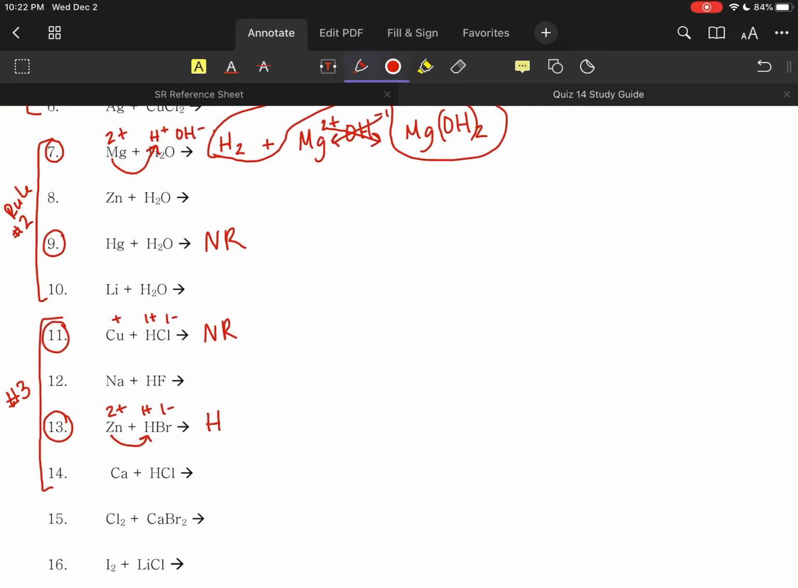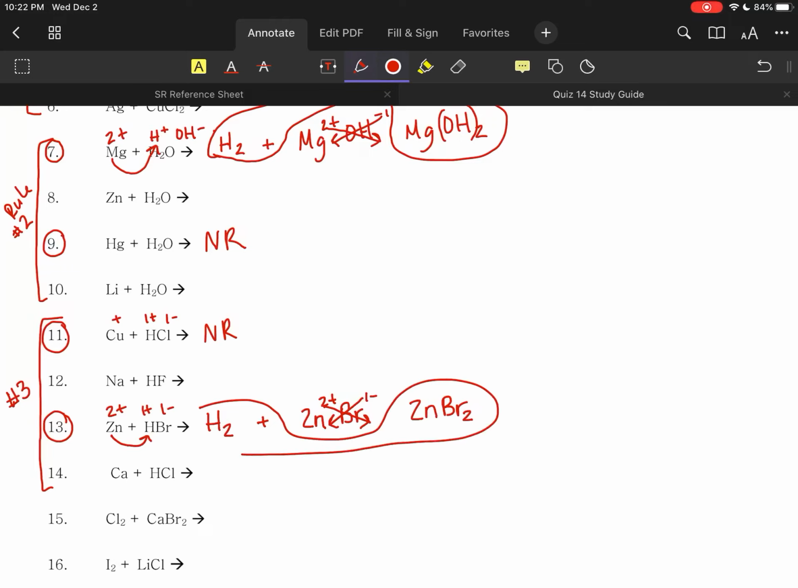Remember, when it kicks out the H, it is going to be by itself. Hydrogen is diatomic, so we write it as H2. Zinc is now going to be bonded with bromine. In order to write that formula, the 1 is going to crisscross down. It will be invisible. And the 2 is going to crisscross down below bromine. So my answer is H2 plus zinc bromide, ZnBr2.